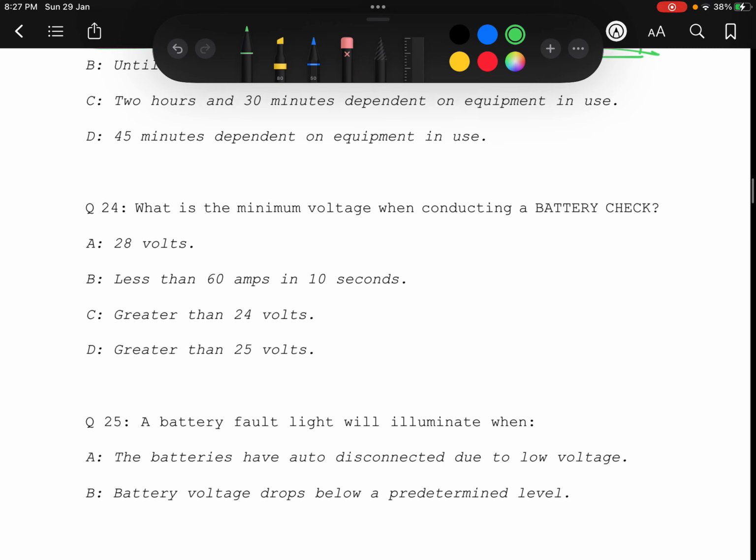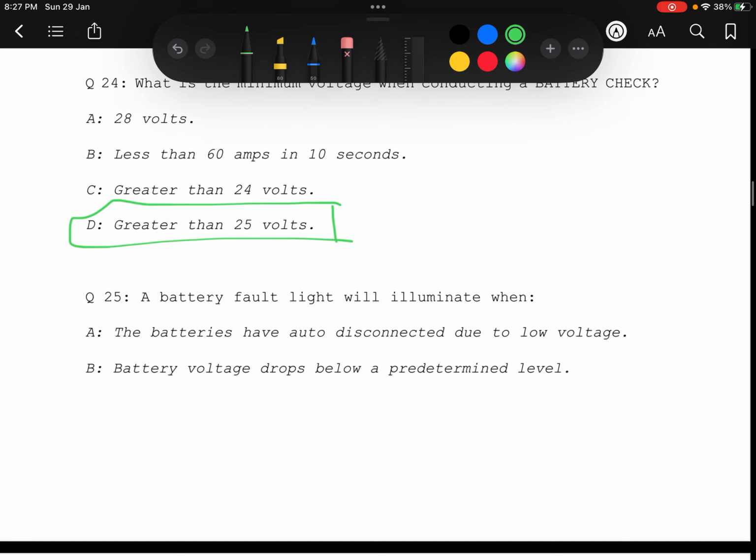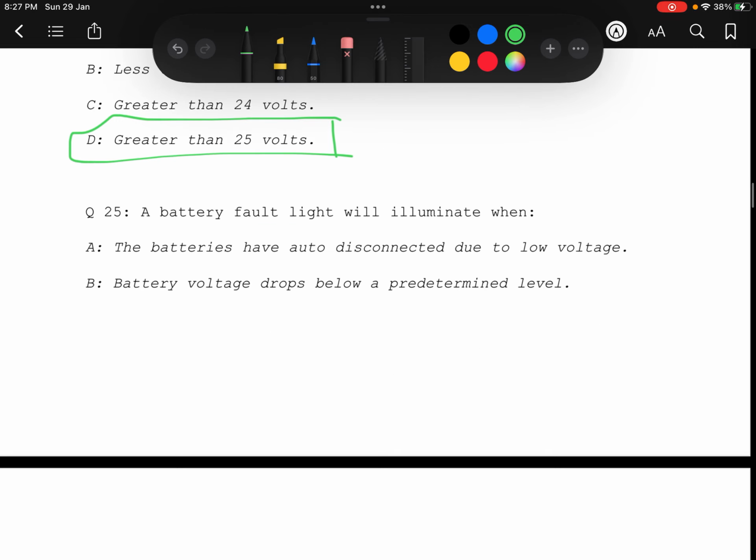What is the minimum voltage when conducting a battery check? What is that? It should be more than 25 volt, right? Batteries should show a voltage of more than 25 volt, otherwise they need charging.